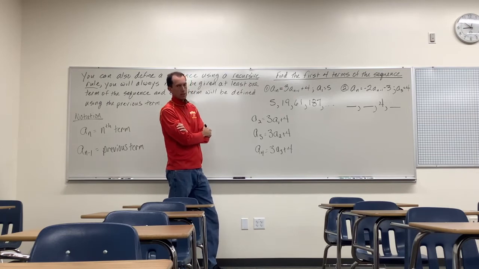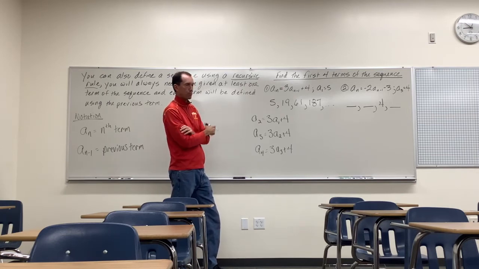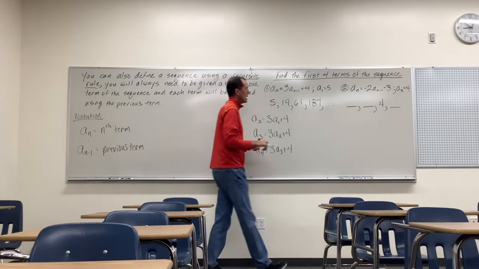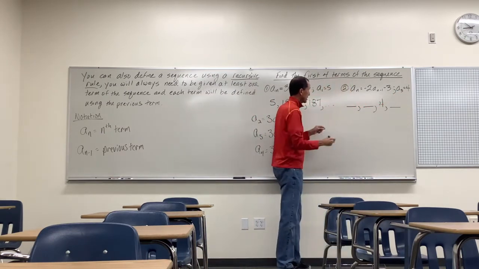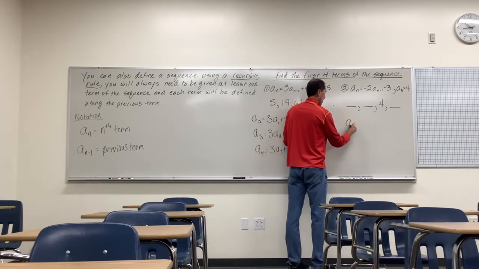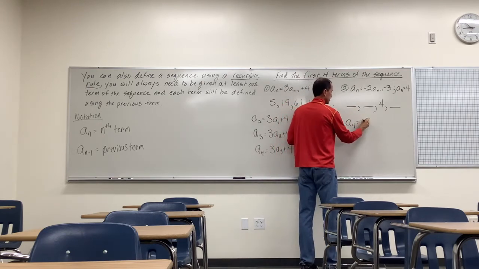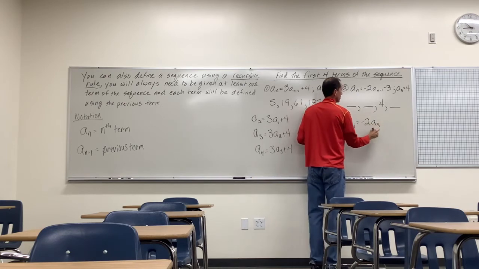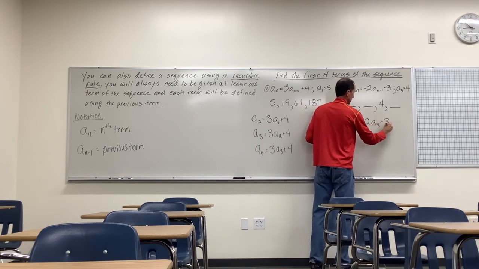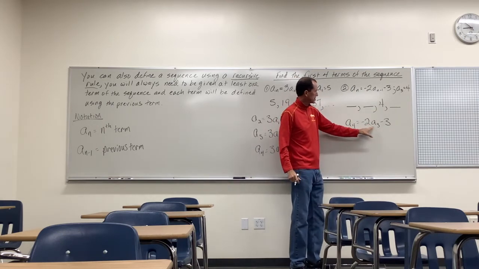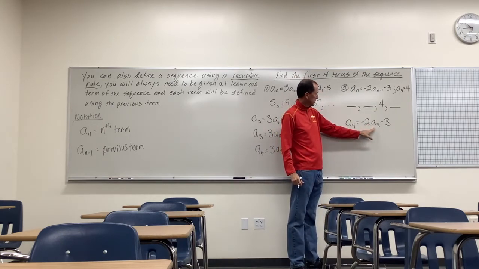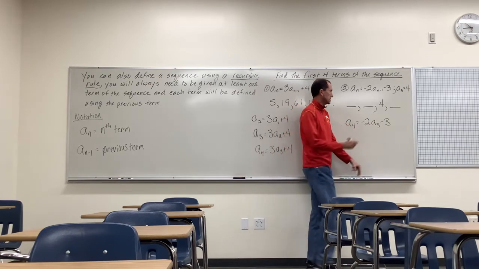Again, there's a lot of ways you could do this. Sometimes it's just pattern following, figuring it out. You know that the third term is 4, and to get to the fourth term, we would do negative 2 times the third term minus 3. And again, we know the third term is 4, so negative 2 times 4 is negative 8. And then negative 8 minus 3 is negative 11.